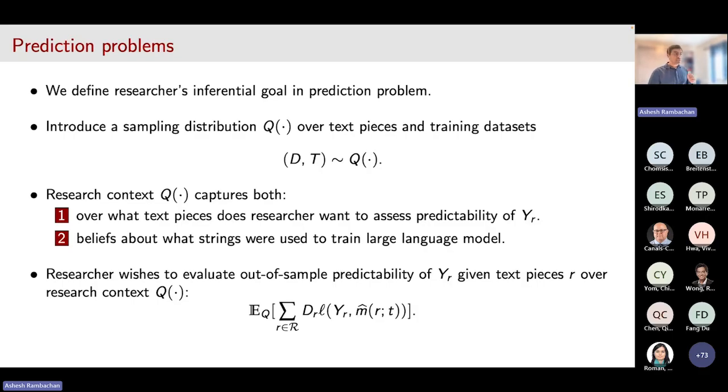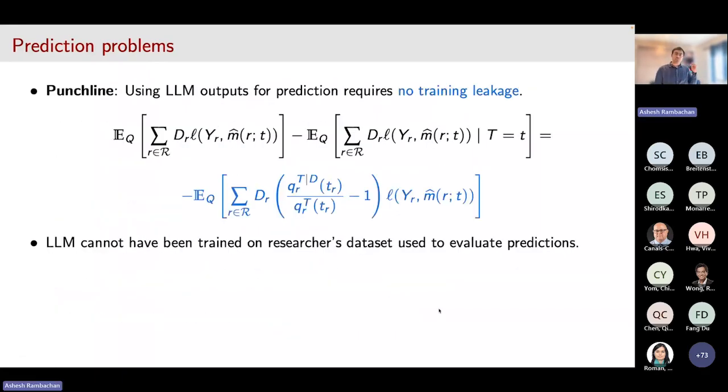And in this framework, the researcher would like to make an out-of-sample statement. They would like to evaluate the out-of-sample predictability of this outcome given the text pieces by evaluating its sample average loss. So the punchline of writing out all of this formalism is quite simply using large language model outputs for prediction. This workflow will be valid for the predictability question we've written down. It's an if and only if statement, if and only if the large language model the researcher uses satisfies no training leakage.